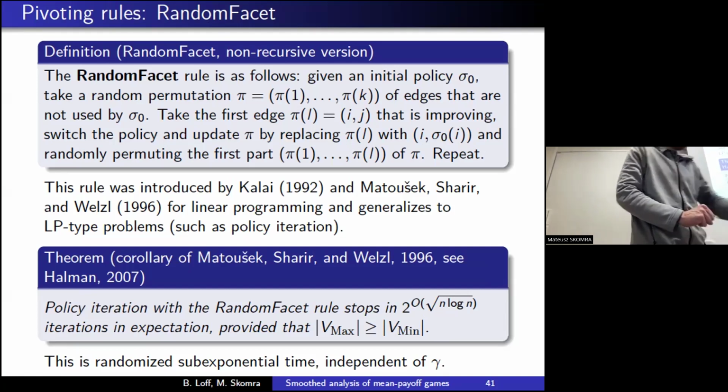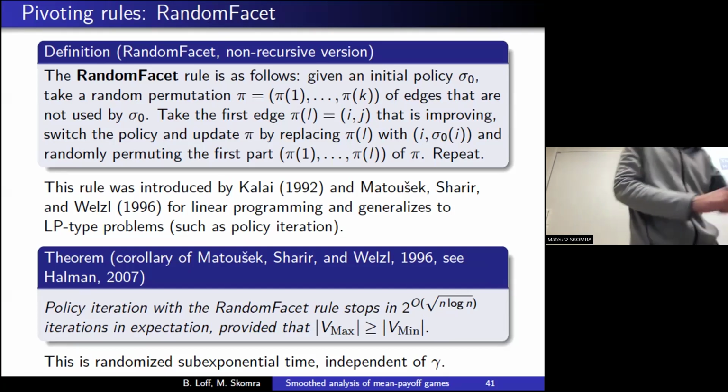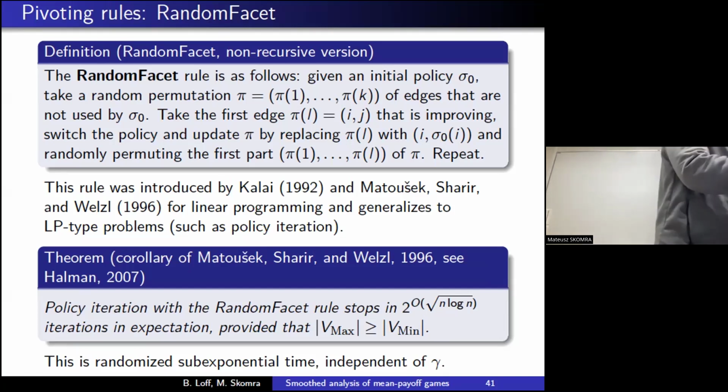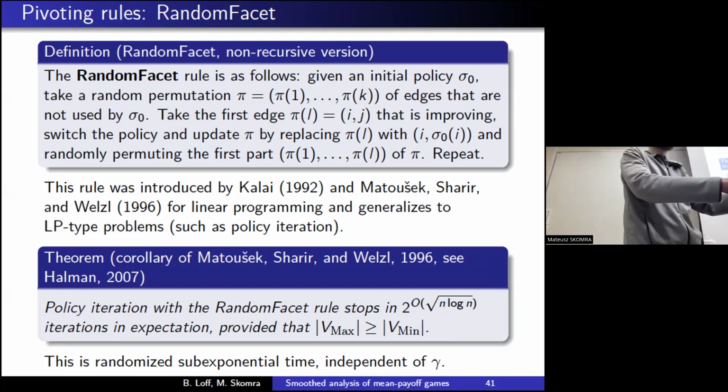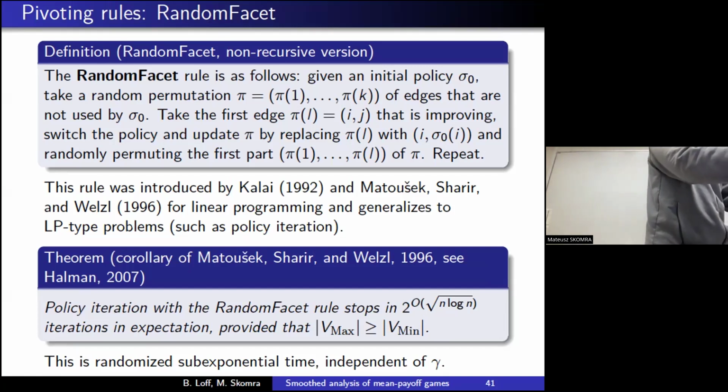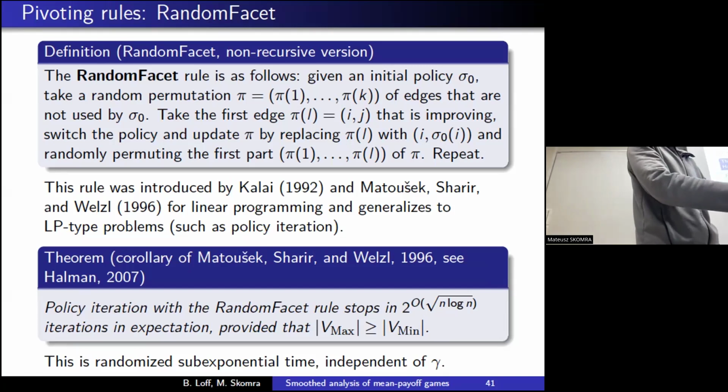Okay. And after that, you start by saying, let me take the first edge that is improving. Let me switch, update, exchange the edges in the permutation, re-permute the initial part, find the first edge that is improving, switch, update the permutation, find the first edge that is improving, update the permutation, switch, update the permutation. Okay.